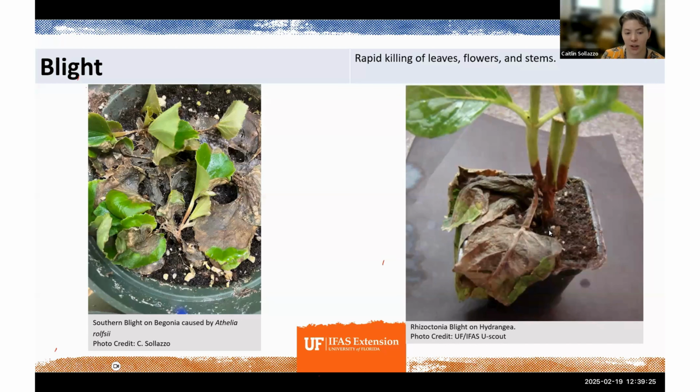And this is Rhizoctonia blight on her hydrangea. Again, it might just start as a little lesion, and then all of a sudden it's starting to take out this whole area.